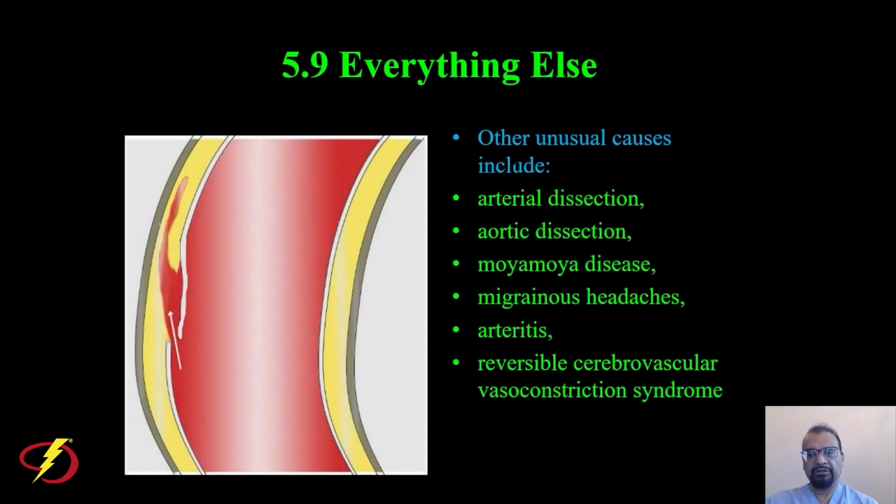Other things that can be included in this unusual causes category are arterial dissection, aortic dissection, moyamoya disease, we're going to talk about that in another lecture, migraines, headaches, arteritis, reversible cerebrovascular vasoconstriction syndrome. By the way, this is a subintimal dissection. This is a vessel. Here's the lumen. This is the intima, or the inner layer of the vessel. You can see it's torn here or dissected, and we have a little flap forming in here. So this is a subintimal tear causing a subintimal dissection.